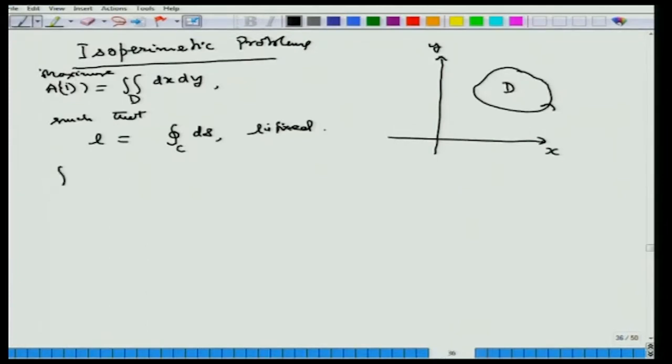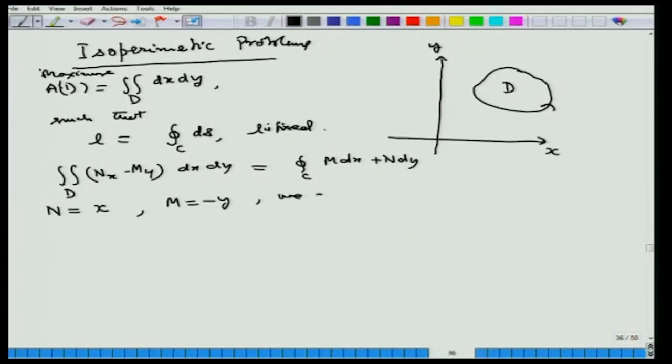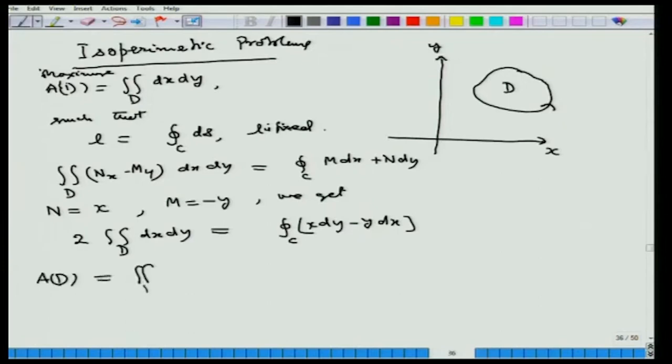So, just recall that here we have the double integral over D of N_x minus M_y dx dy equal to the integral of M dx plus N dy, as the Green's theorem. And if you take N equal to x and M equal to minus y, we get twice the double integral over D of dx dy equal to the integral of x dy minus y dx. So, the area of D is the double integral of dx dy, and so this is half of the integral of x dy minus y dx.